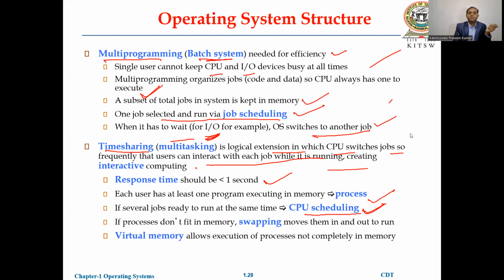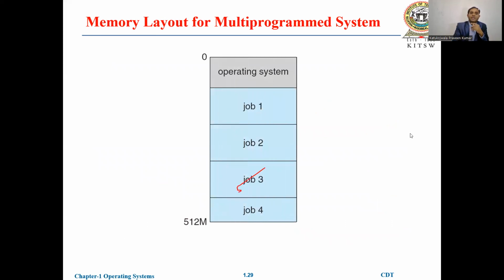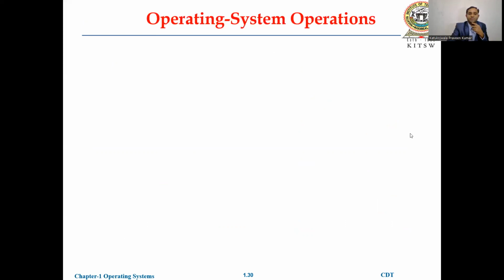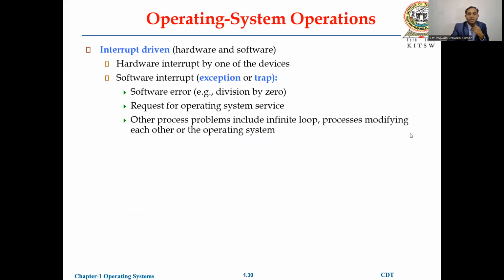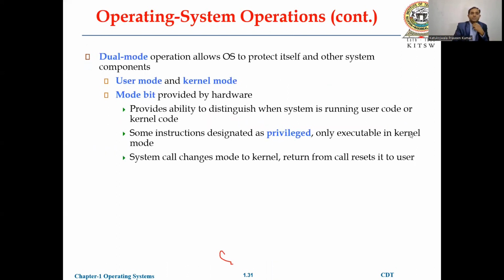If a process doesn't fit in memory, then we move it by swapping. This swapping concept we will learn in unit 3. And this is virtual memory. Virtual memory allows execution of a process not completely in memory. Virtual memory is also one of the best topics of operating systems, which we are going to learn completely in unit 3. Right. So, memory layout for multi-programming systems, operating system operations, interrupt driven, and dual mode.